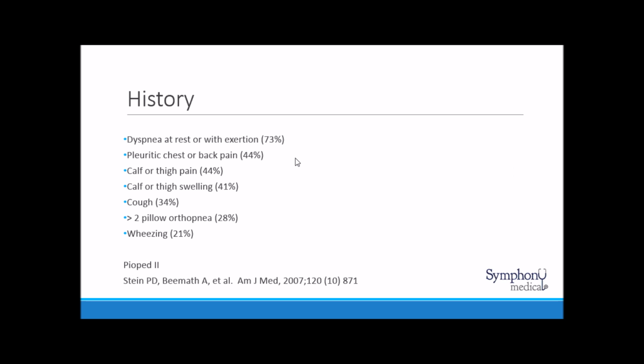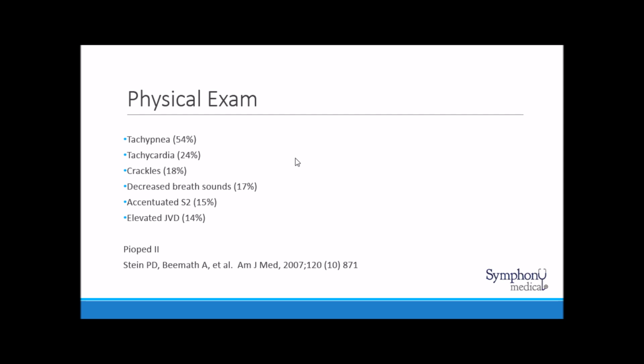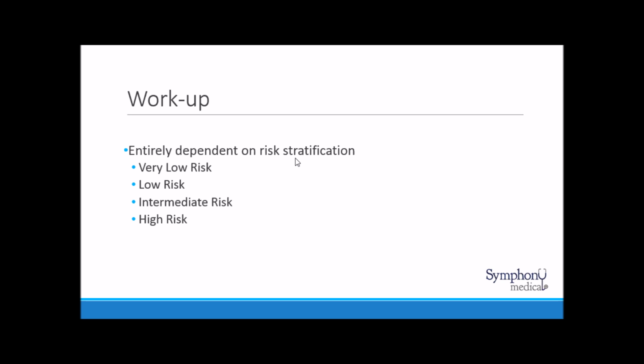So you think it's PE? Great. How good is the history? Well, 73% have dyspnea at rest, 44% have chest pain, 44% have calf or thigh pain. There are usually symptoms, okay? How good is the physical exam? Well, often, but not always, people are tachycardic and tachypneic, okay? If you see this classic triad, you should have a very high index of suspicion. How do we work PE up?